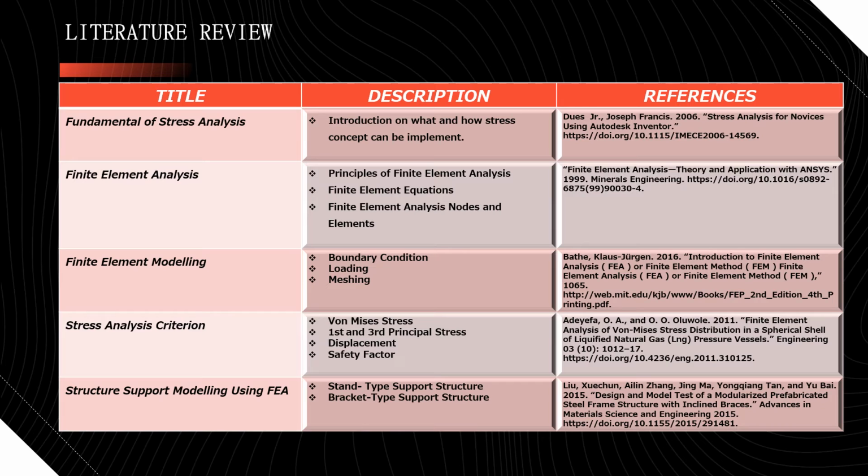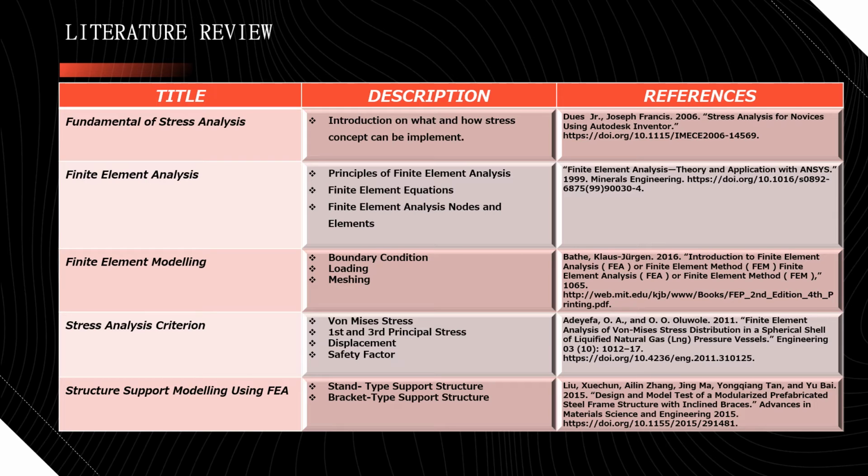And next is the stress analysis criterion. As you can see here, we have the von Mises stress, the first and third principal stress, displacement, and also the safety factor. These are the types of stress analysis, such that the yielding of the solid body, the displacement of the nodes, and the safety factor from the breaking point of the solid body. So in this stress analysis criterion, it is very important to study this.